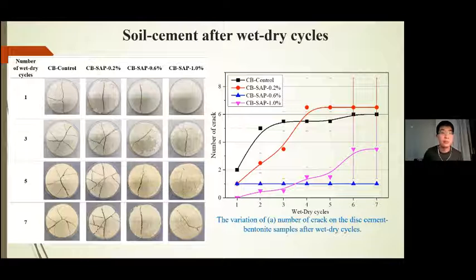cycles. And from this figure, you can see after 7 wet-dry cycles, when we add 0.6% and 1% of SAP in cement bentonite, it basically shows just one crack. In contrast, when we look at the control sample, it's basically crumbled, and you can see various cracks on the surface of the sample.